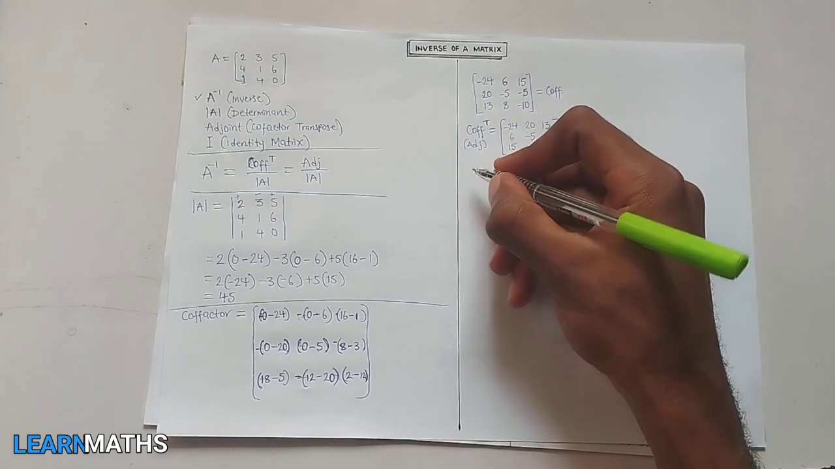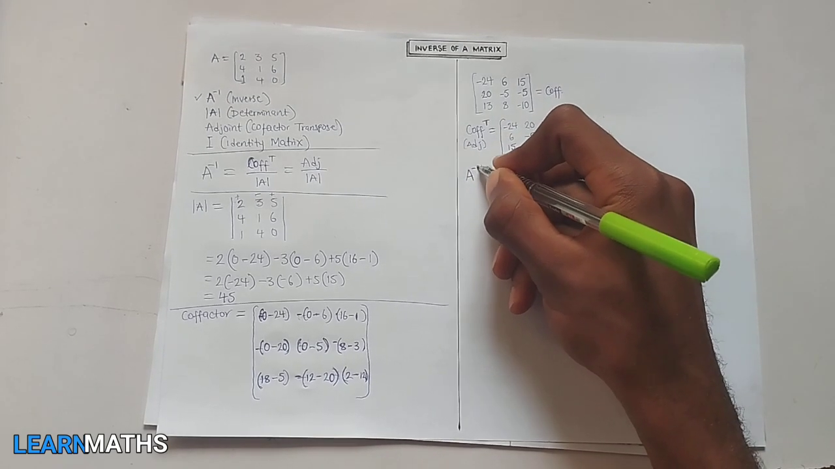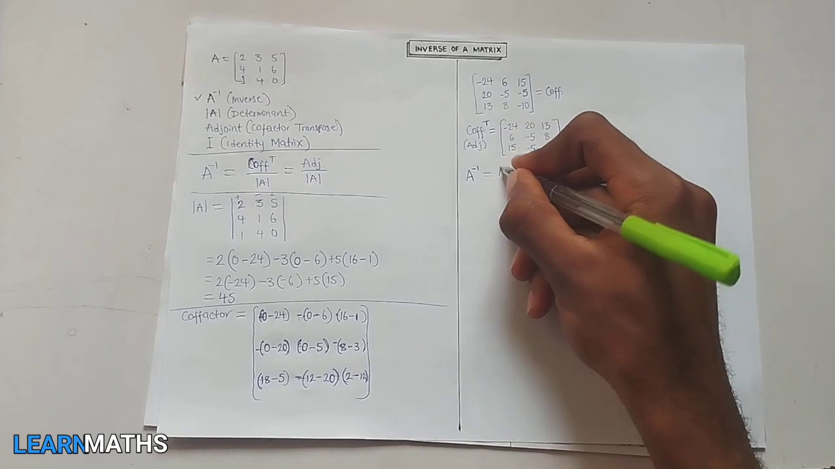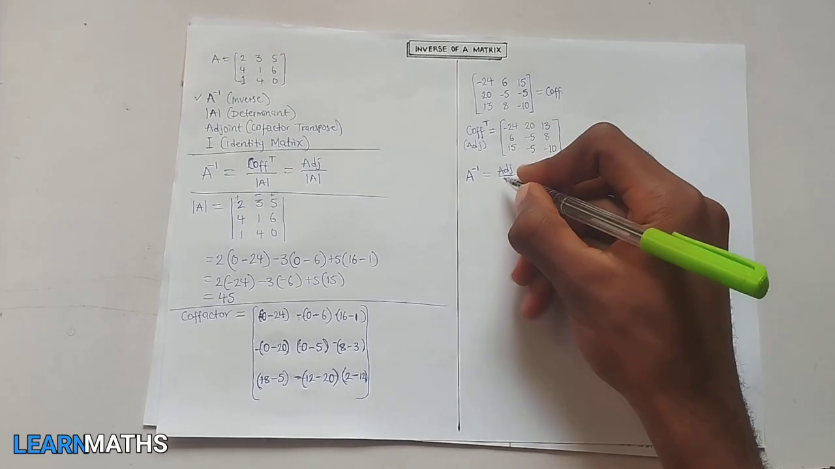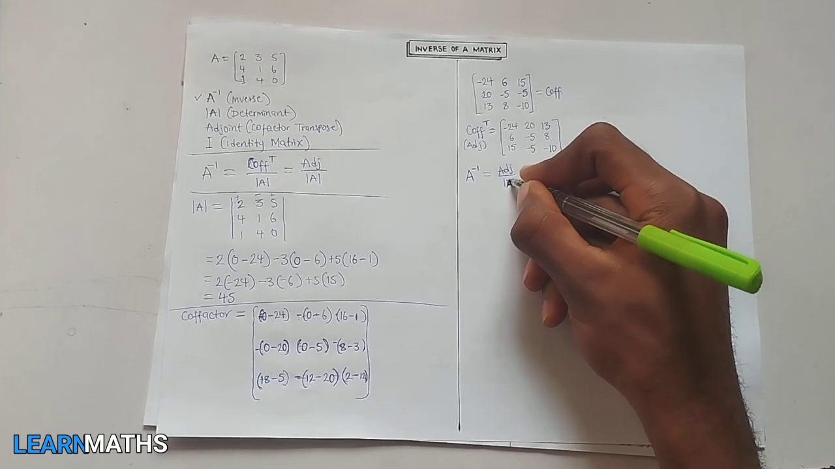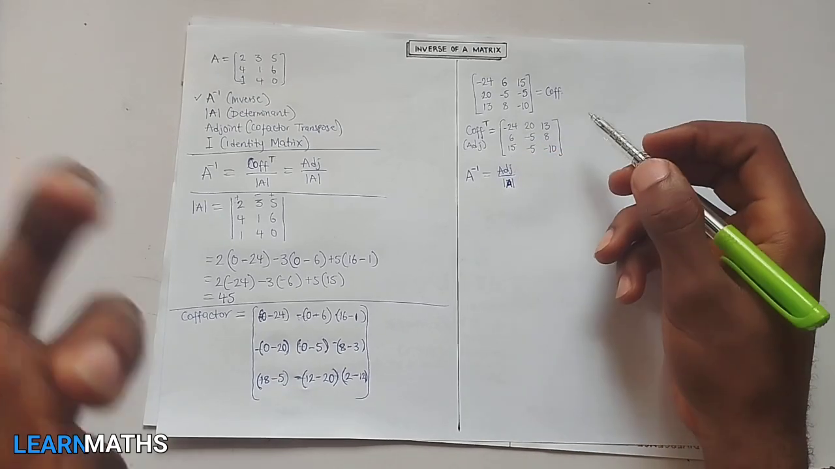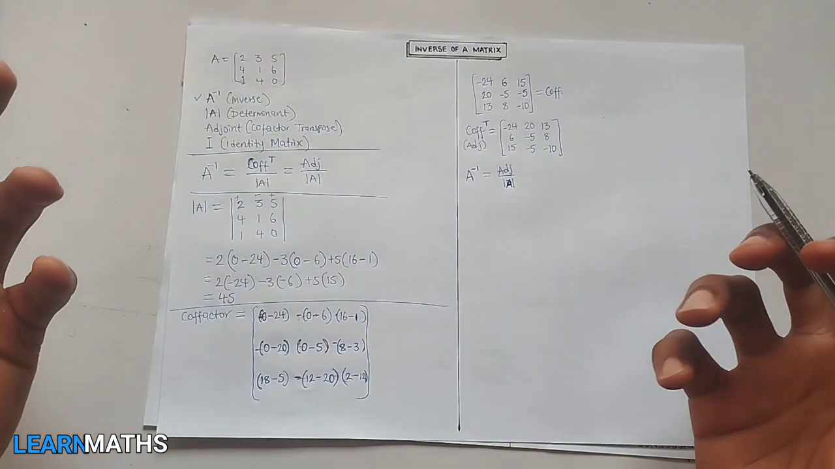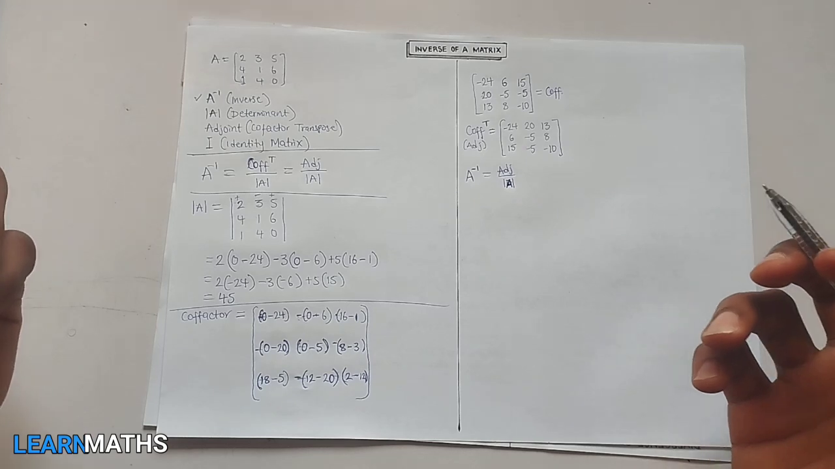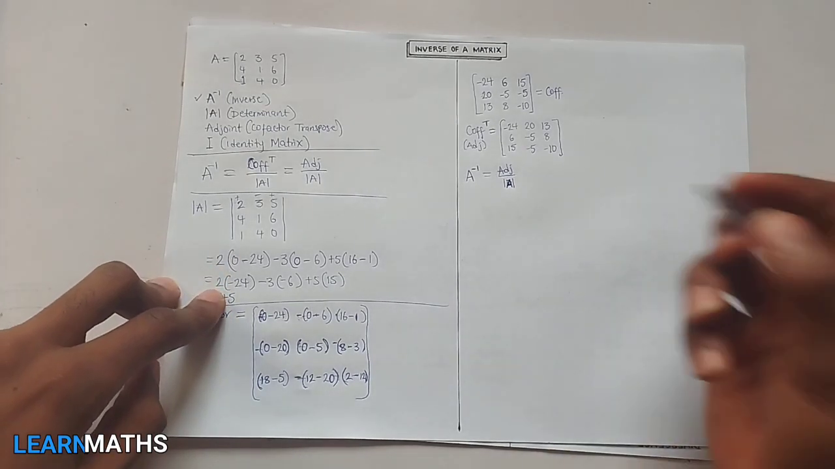So now we can find the inverse of this matrix, the matrix A. The inverse of this matrix, remember, is simply the adjoint divided by the determinant of A. Now we have the adjoint here. Where's the determinant? Okay, we've got the determinant as 45. So let's just divide these two and we'll get our inverse.